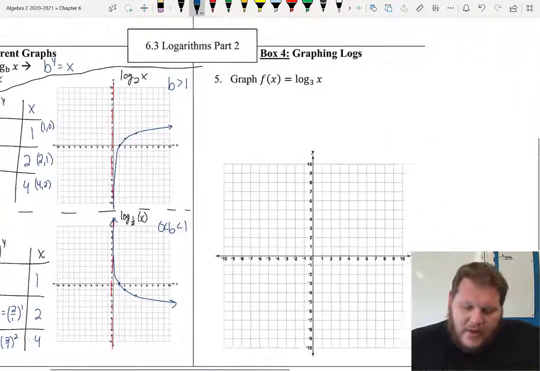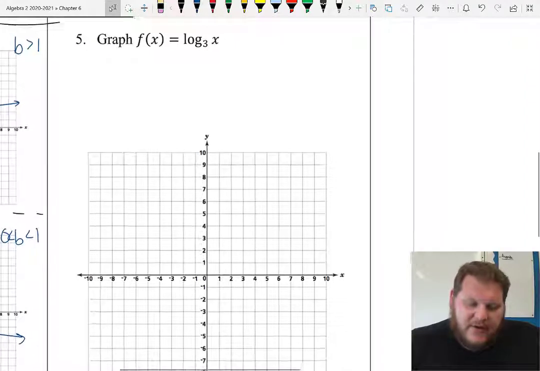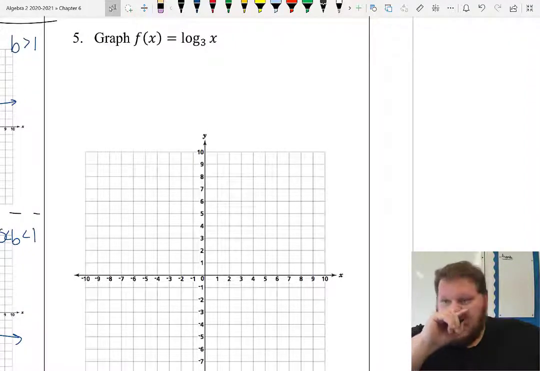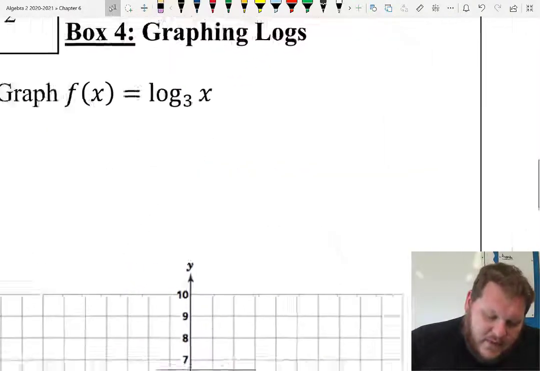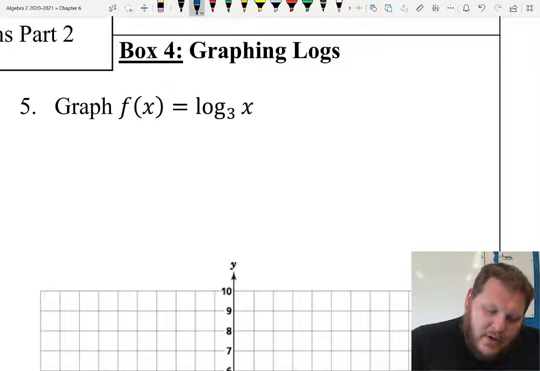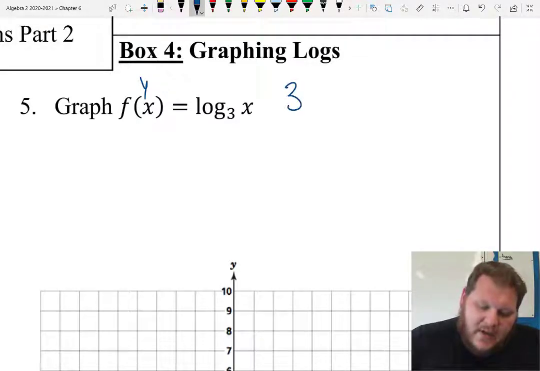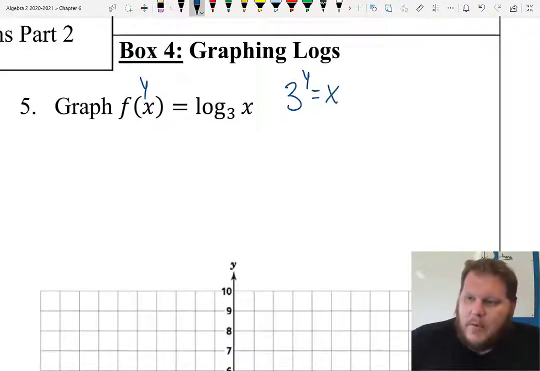All right, one problem here, we're going to give it a shot. So if our function is now f of x equals log base 3 of x, let's go ahead and try and graph that. I'm going to go ahead and write the rearranged version first, and we'll do our table up top before we actually graph. So if this is y equals log base 3 of x, my exponential version of this would be 3 to the y power equals x.